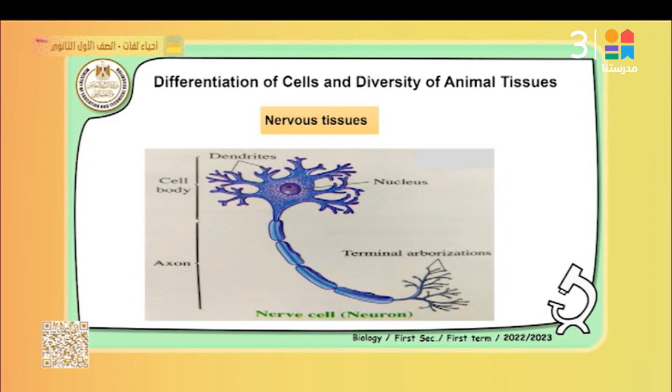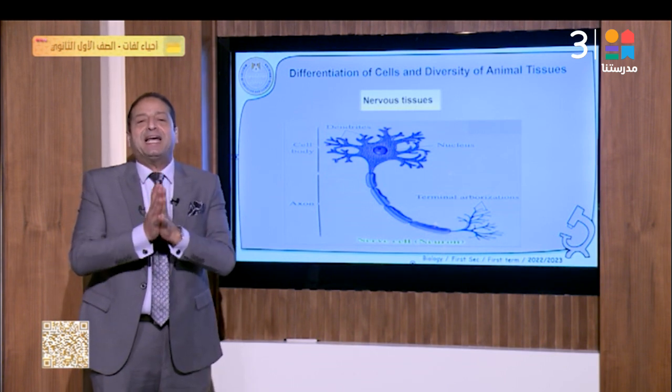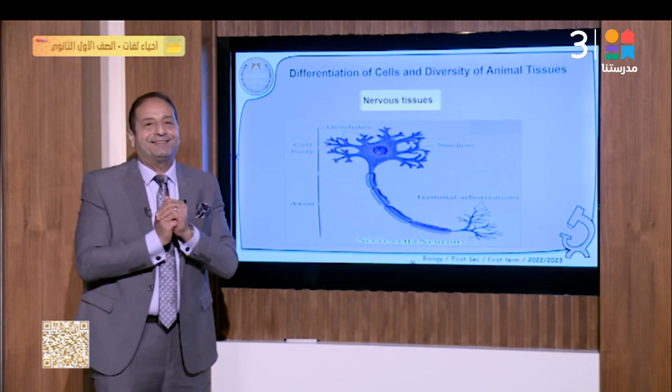This figure explains the shape of the nerve cell. The nerve cell consists of, number 1, the somatic body, or cell body. It consists of a nucleus and other organelles, except centrosomes. Why? Because nerve cells do not have the ability to divide, so they do not contain the organelle called the centrosome.